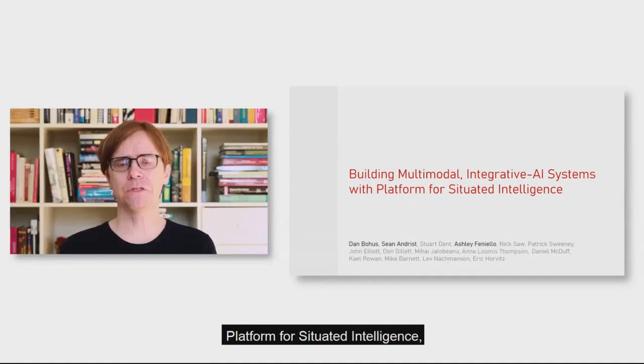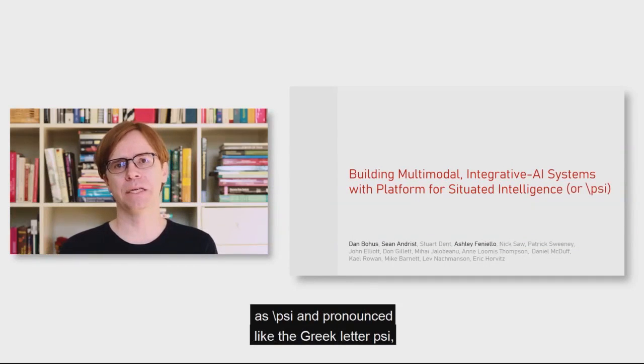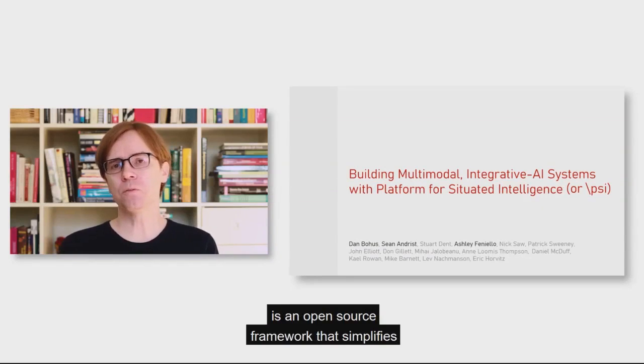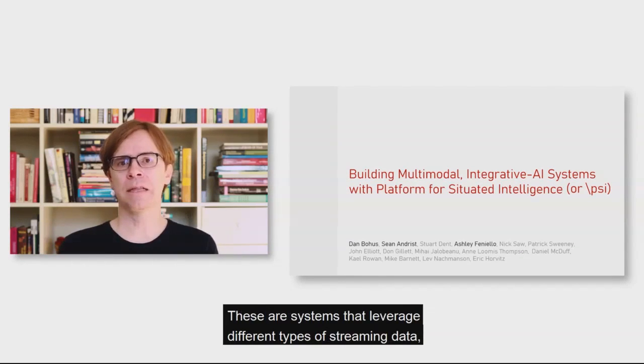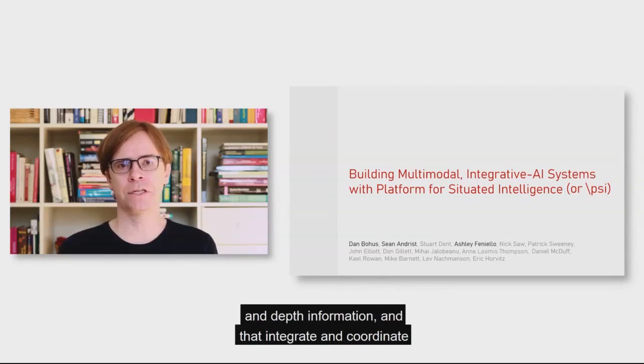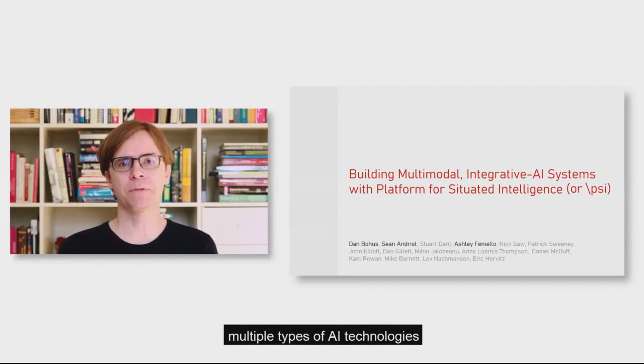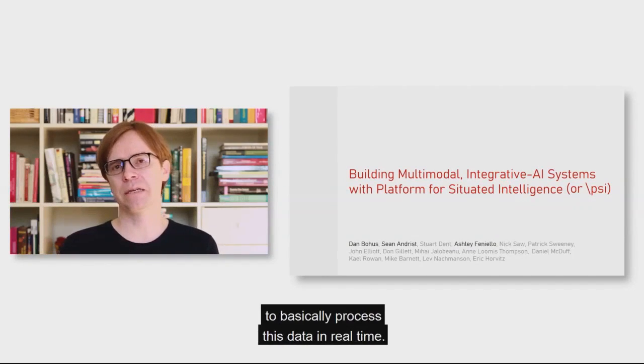Okay, so Platform for Situated Intelligence, which we sometimes abbreviate as \PSI and pronounce like the Greek letter psi, is an open source framework that simplifies development and research in multimodal integrative AI systems. These are systems that leverage different types of streaming data, such as audio and video and depth information, and that integrate and coordinate multiple types of AI technologies to basically process this data in real time.